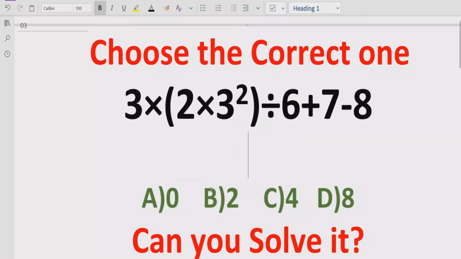Today we will solve another quiz which is related to arithmetic expression. The quiz contains the basic operations: plus, minus, multiplication and division. So we have to solve this quiz using the PEMDAS and BODMAS method and find out the correct answer. In the answer list we have four answers: A is 0, B is 2, C is 4, D is 8. So let's see after solving it which answer is correct.